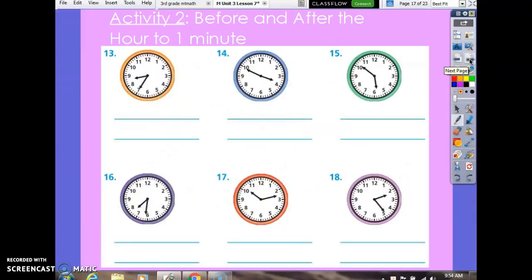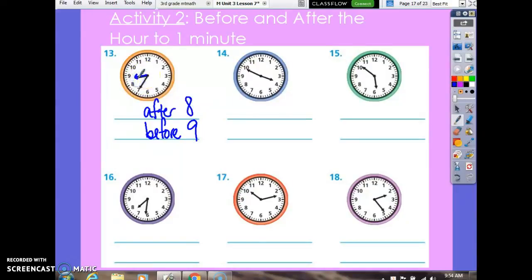Next page. Okay, next page. 13. After, before, and you will have to go to a second video to finish this lesson. It's after, the hour hand is after 8, but it's before 9. Okay? You can see it right here.